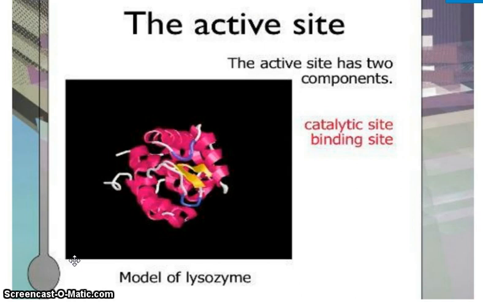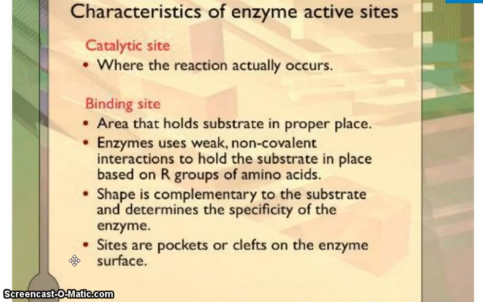Now the active site. The active site has two components, the catalytic site and the binding site. Model of lysozyme. Characteristics of the enzyme active site. The catalytic site is where the reaction actually occurs. The binding site is the area that holds the substrate in proper place.